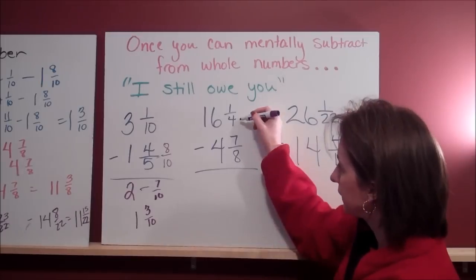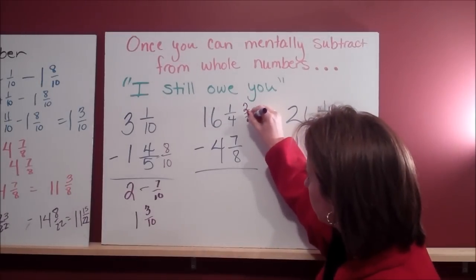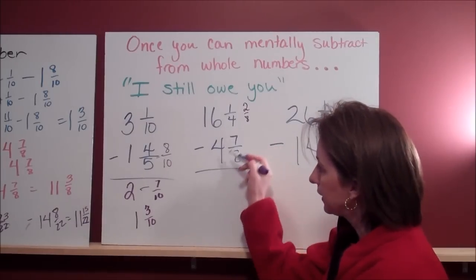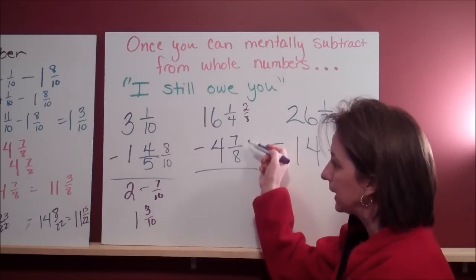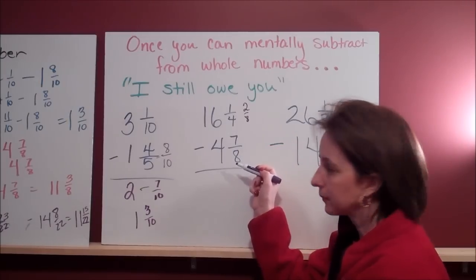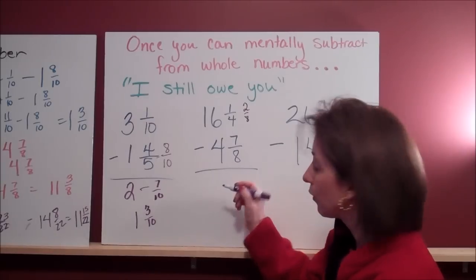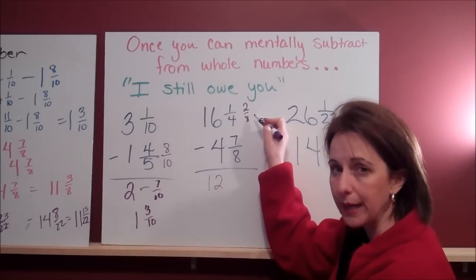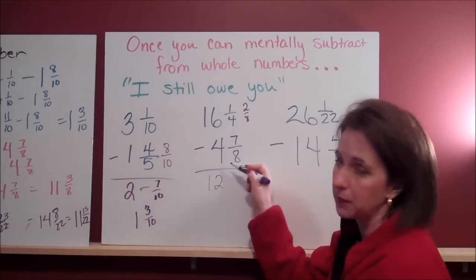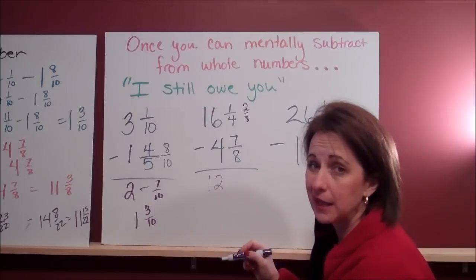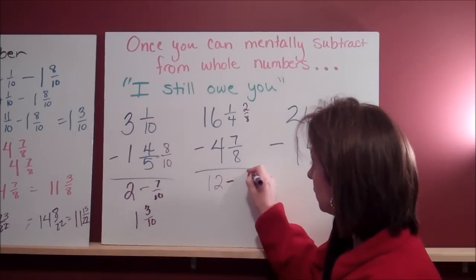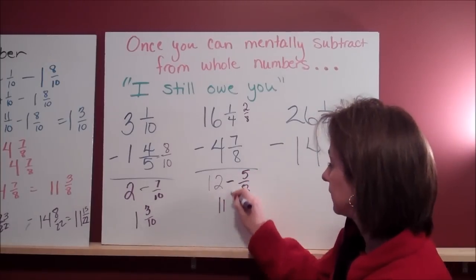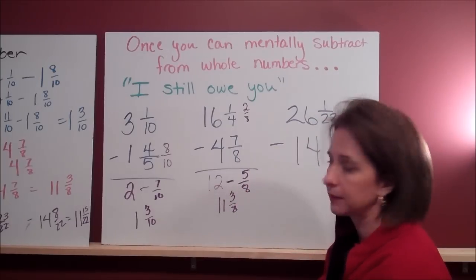Let's try it again. Rename your fractions. This is now 2/8 instead of 16 and 1/4. And I have to do 16 minus 4, and I have to do 2/8 minus 7/8. Well, I can do 16 minus 4 because that's 12. But if I only have 2 pieces called 8ths, and I owe someone 7 pieces called 8ths, I would say, I still owe you 5/8. And 12 minus 5/8 is 11 3/8.